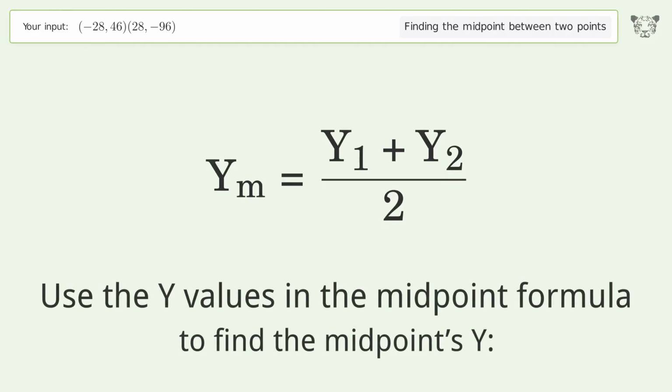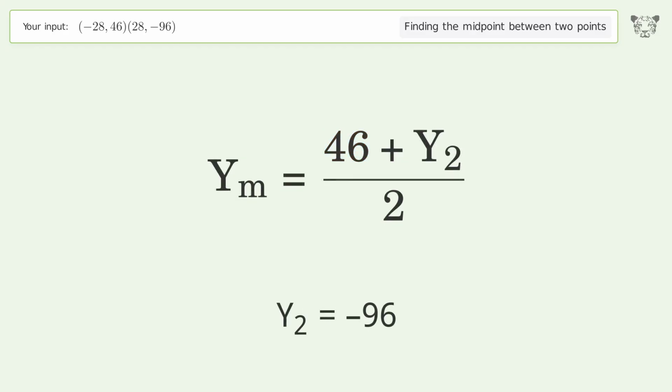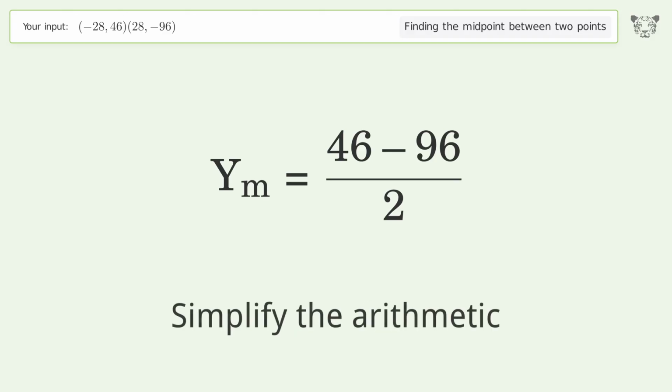Use the y values in the midpoint formula to find the midpoint's y. y1 equals 46. y2 equals -96. Simplify the arithmetic.